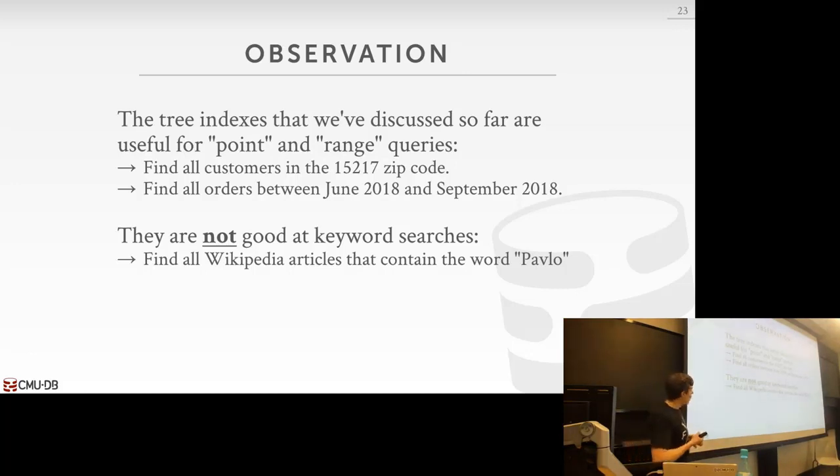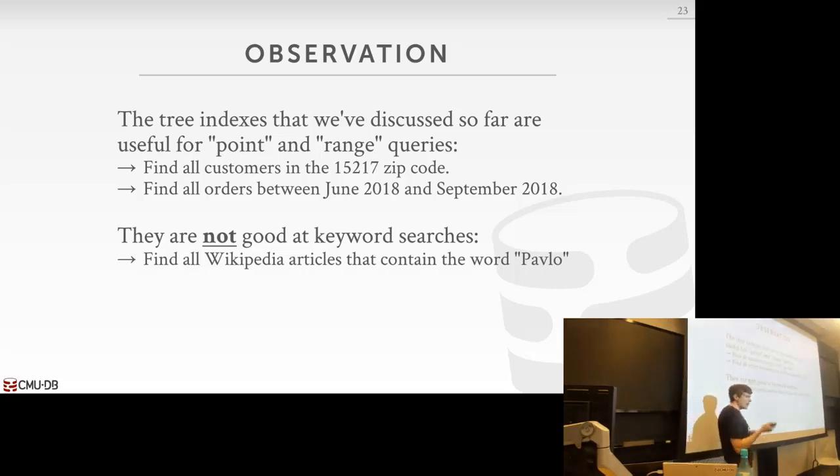All right. So real quickly, everything that we talked about so far has been satisfying or handling point queries and range queries. So if I want to find people that live in zip code 15217, that's an equality predicate to find exactly the thing I'm looking for. Or if I'm trying to find things within date ranges, that's a range scan. Again, I can use a B+ tree for that.